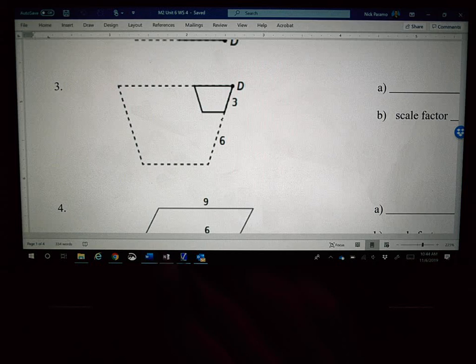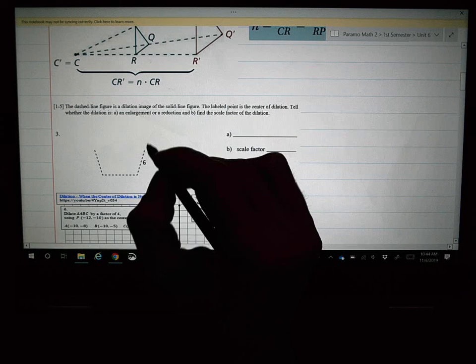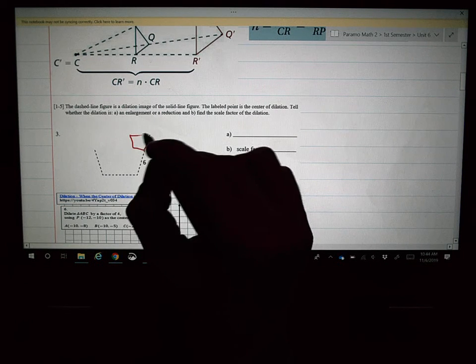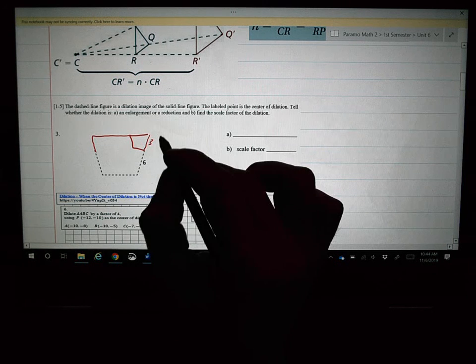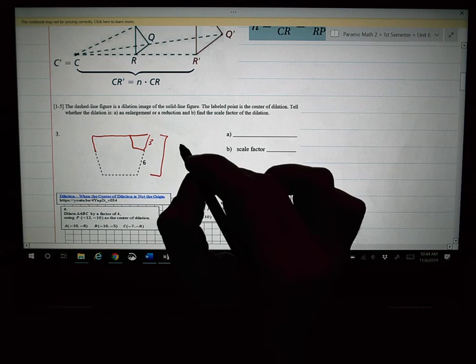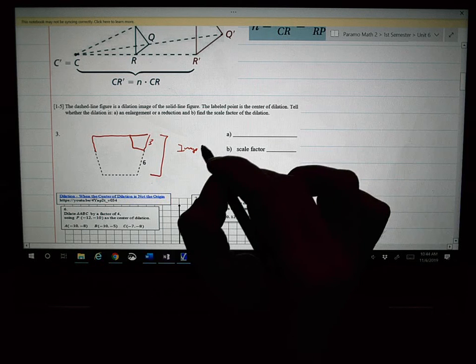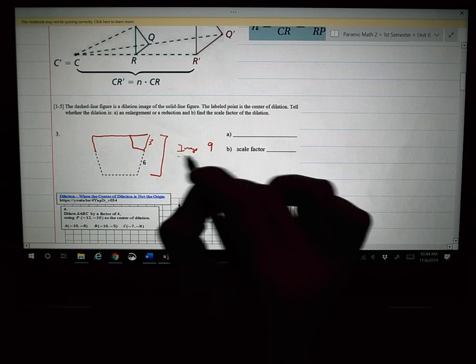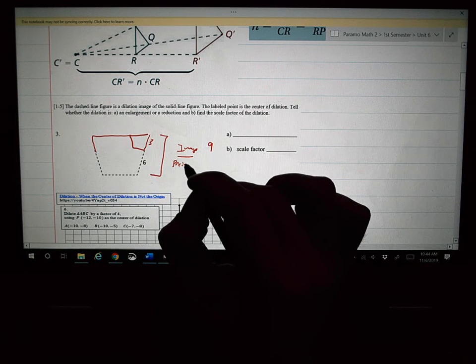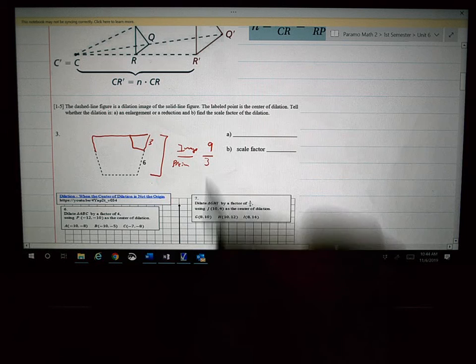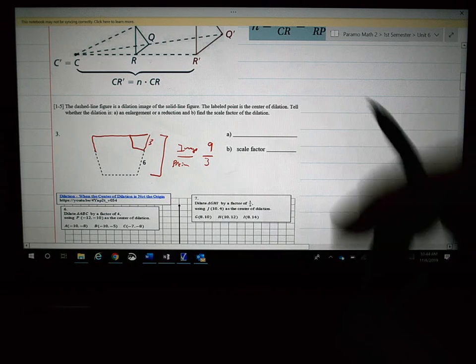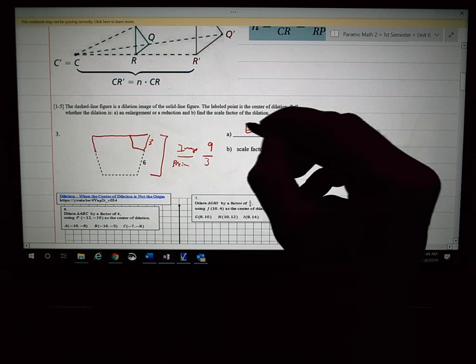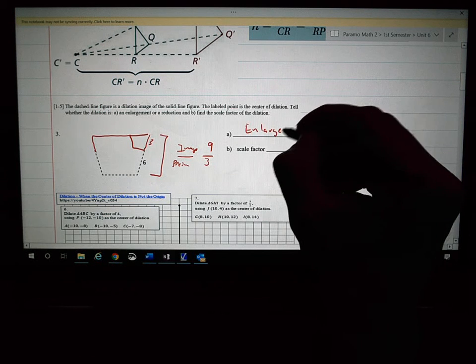So let me go back over to this. We had a little thing like this that somehow got deleted. I don't know where it is, but this is 3. So the image, right-hand side, is a distance of 9, and the pre-image distance was 3. This object definitely got bigger. That is called an enlargement. That's the easy question.